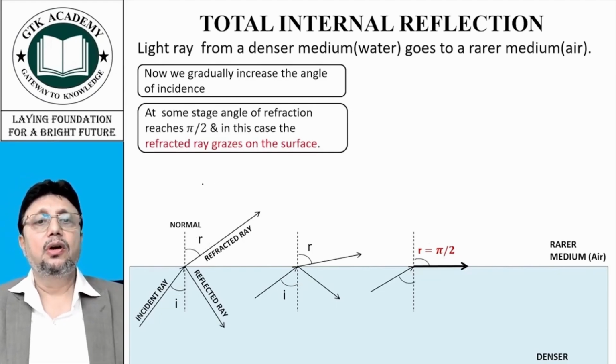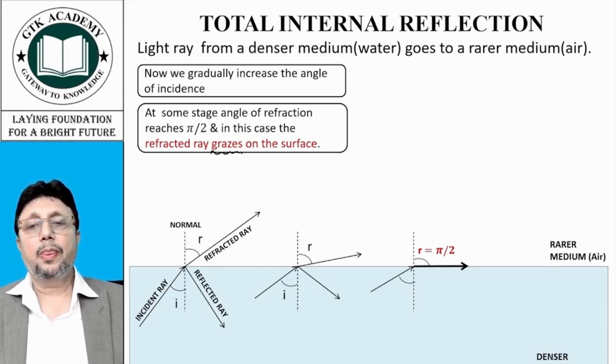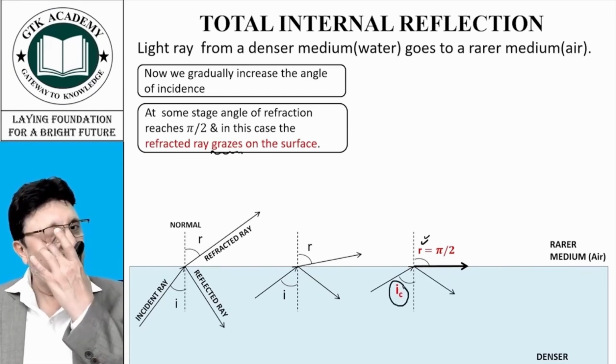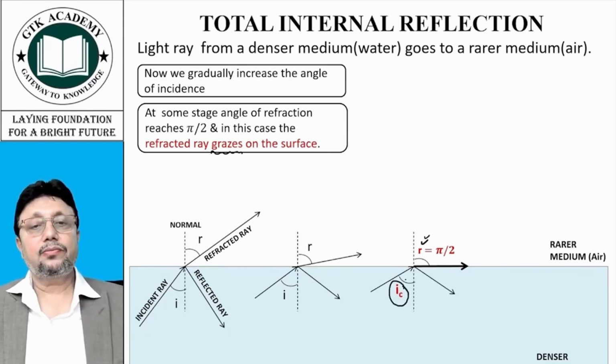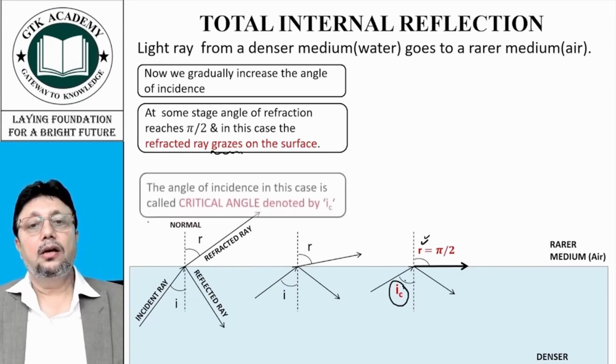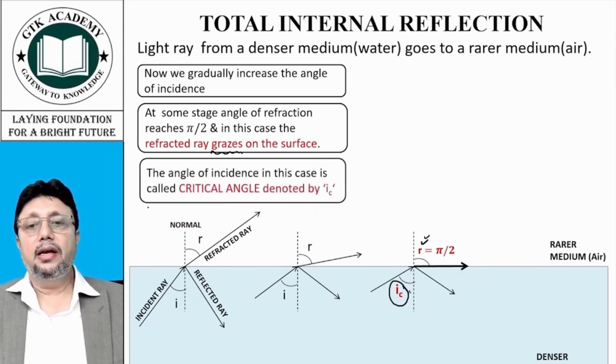You must have read this term, grazing. We say cattle are grazing on the field. So when the angle of refraction becomes 90, at that time the angle of incidence is called IC, that is critical angle, right? This is denoted by IC.